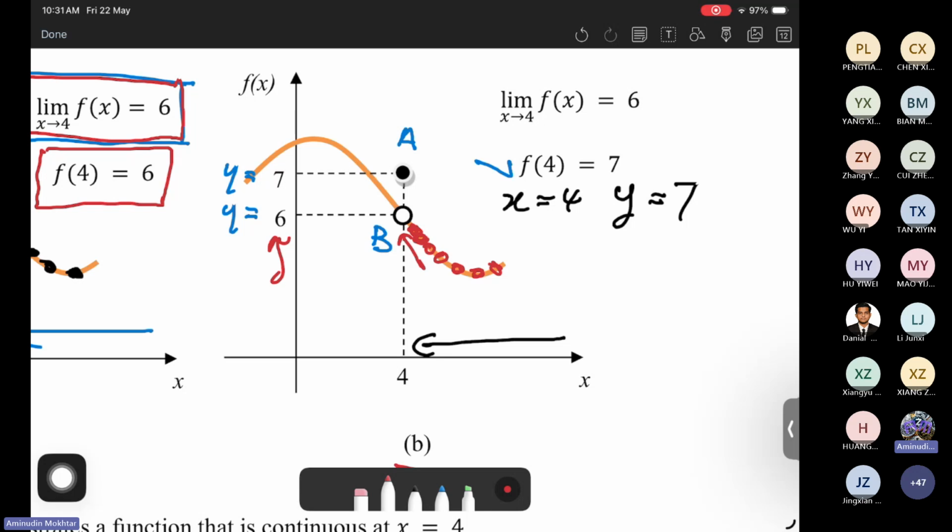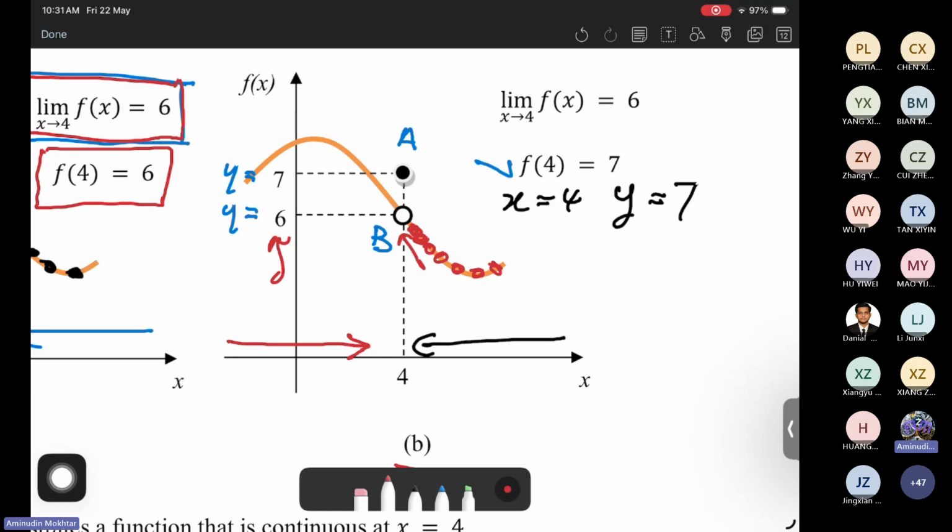What happens to y when x approaches a certain number? When x approaches 4, y in this case will approach 6. That is when x comes from the left, when we choose any value of x less than 4, not equal to 4, but close to 4.